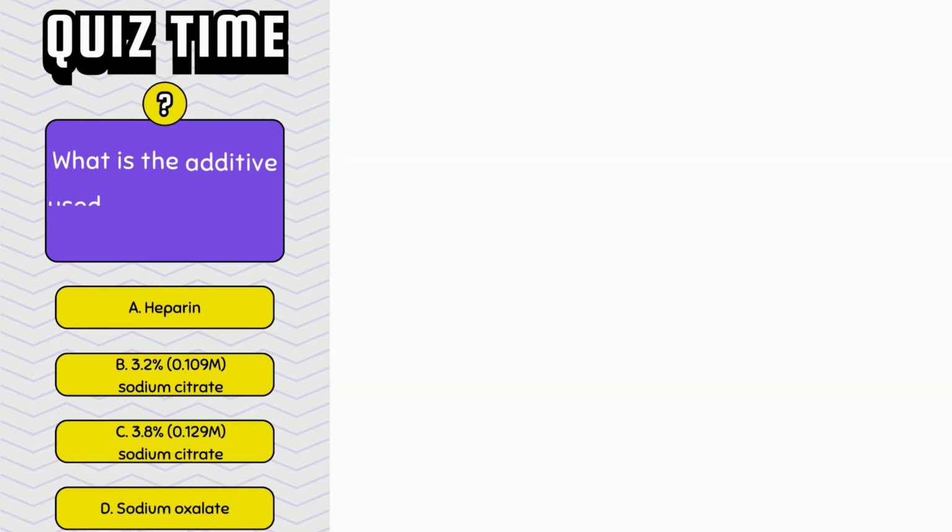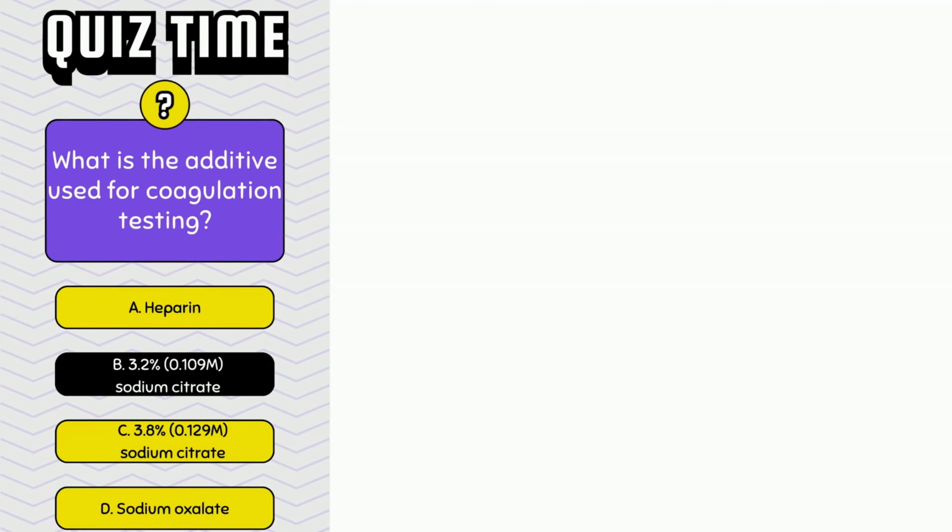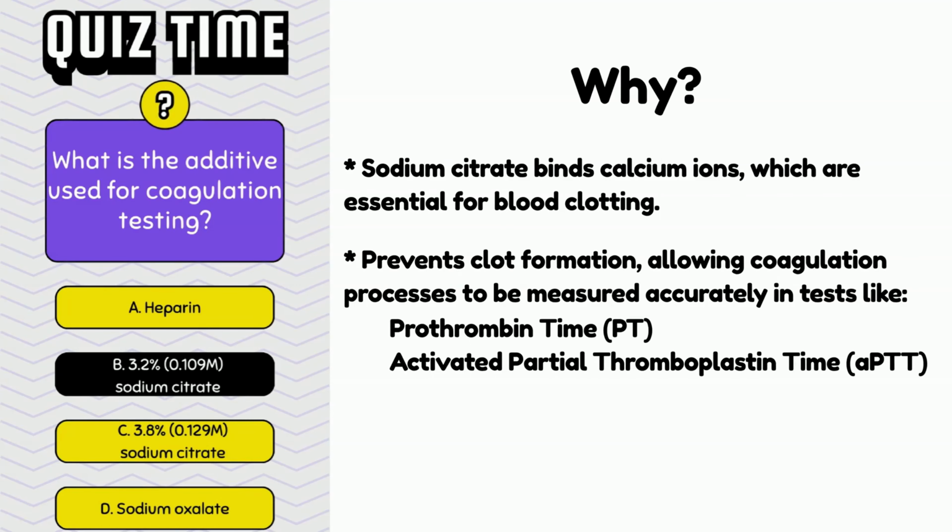What is the additive used for coagulation tests? The answer is B. In coagulation testing such as PT and aPTT and other clotting factor assays, an additive is used to prevent blood from clotting so that the process can be measured in a controlled environment. The additive must bind to calcium, which is essential for blood clotting, thereby preventing clot formation in the sample.